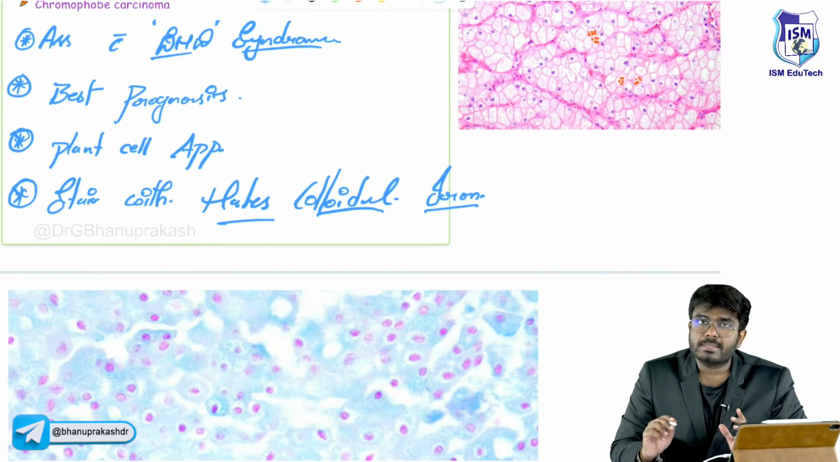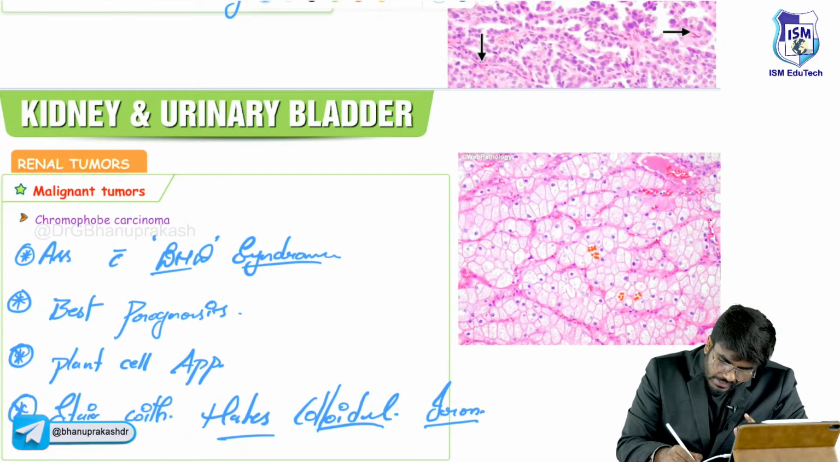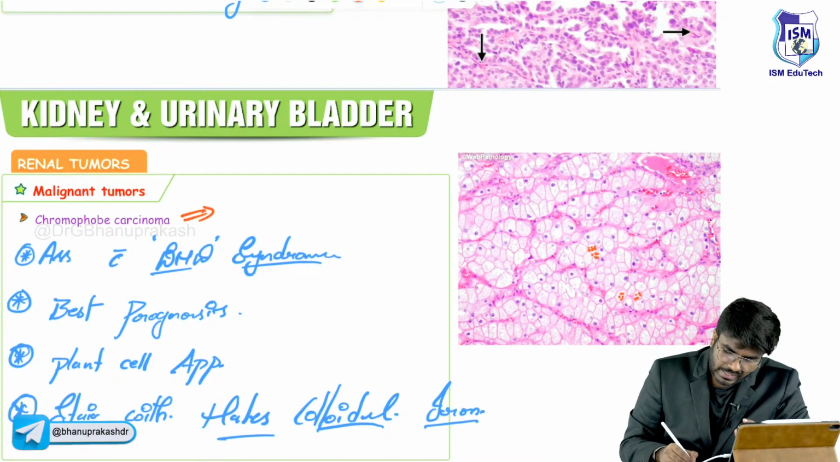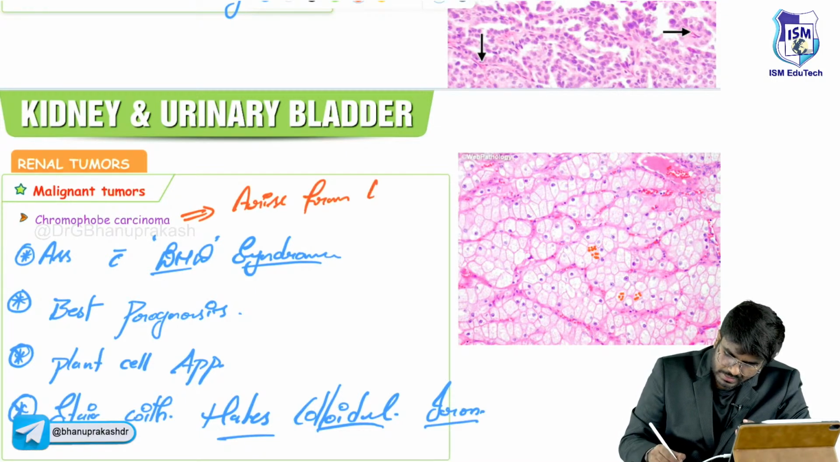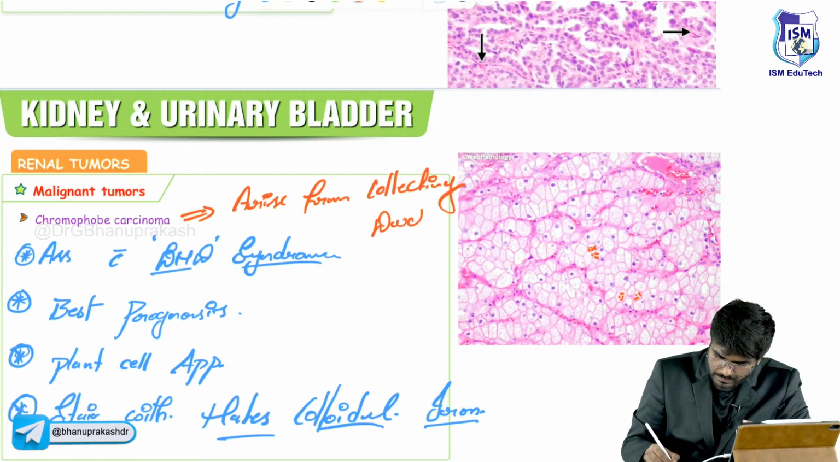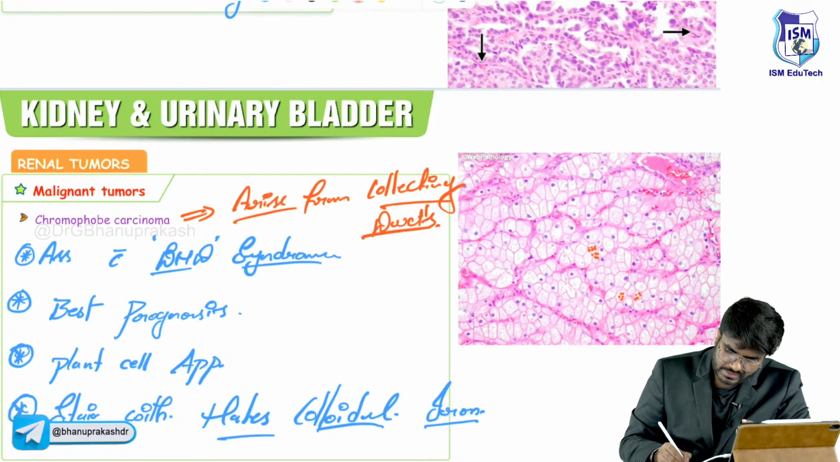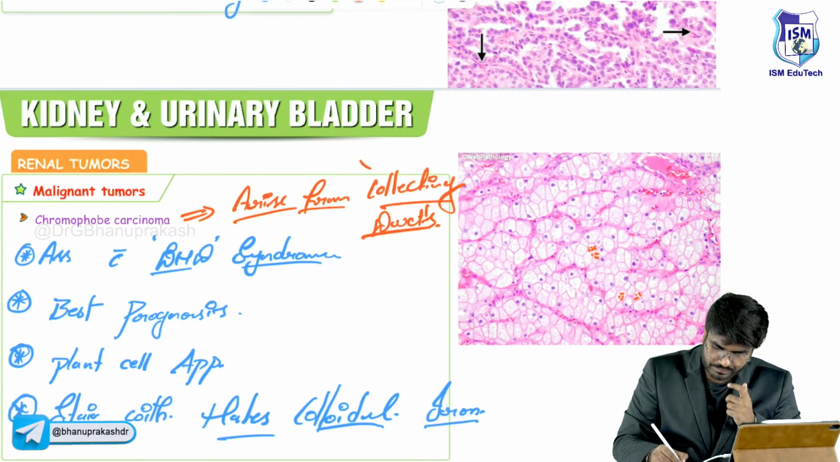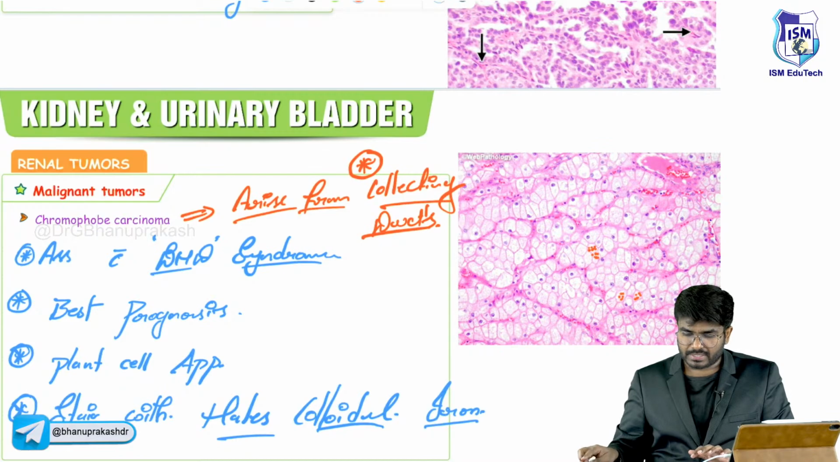So what are the important points? One important point I forgot: where do they arise from? This chromophobe carcinoma arises from the collecting ducts. Check. Okay, not the PCT, it arises from the collecting ducts.